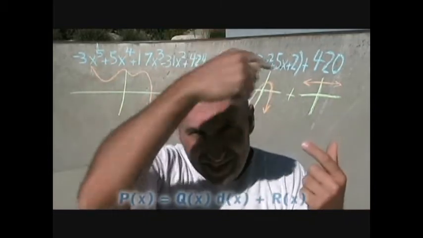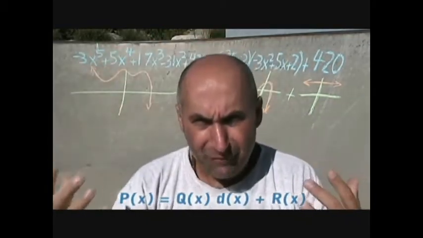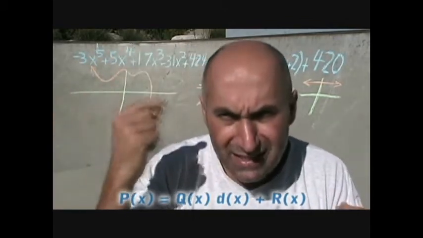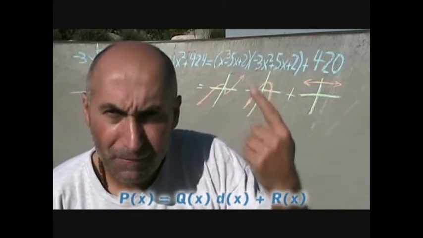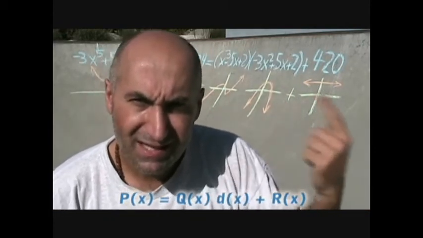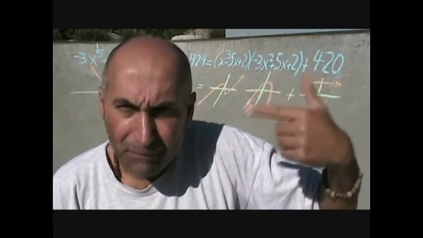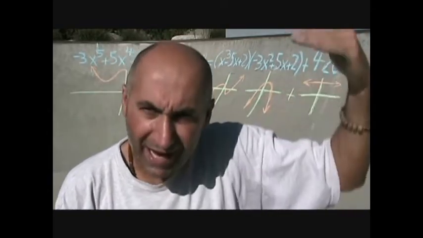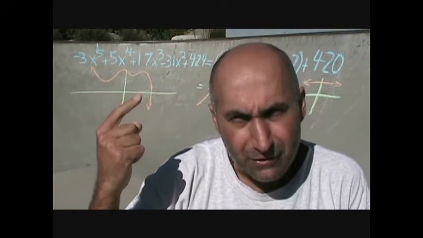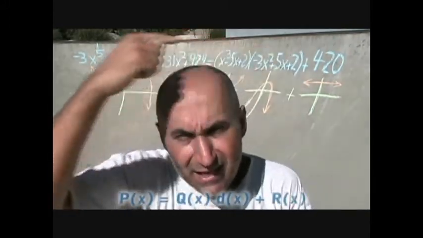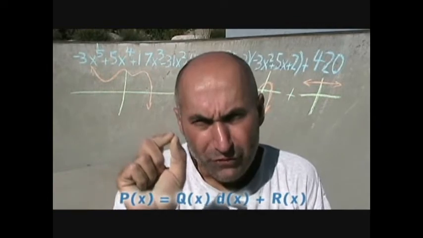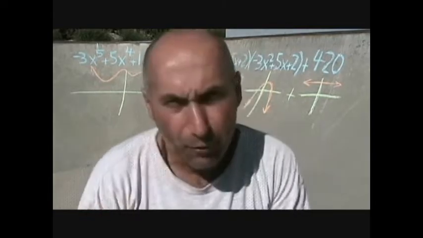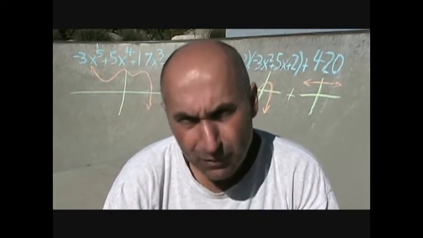So what the division statement up here is saying graphically is that this function is equal to this function times this function plus this function. So if you multiplied this graph with this graph and moved everything 420 higher, you would get this function. That's what the division statement is saying here, but we're saying it with terms, with letters and numbers, instead of graphically, right? I hope this makes sense, because this is really what we're getting at.